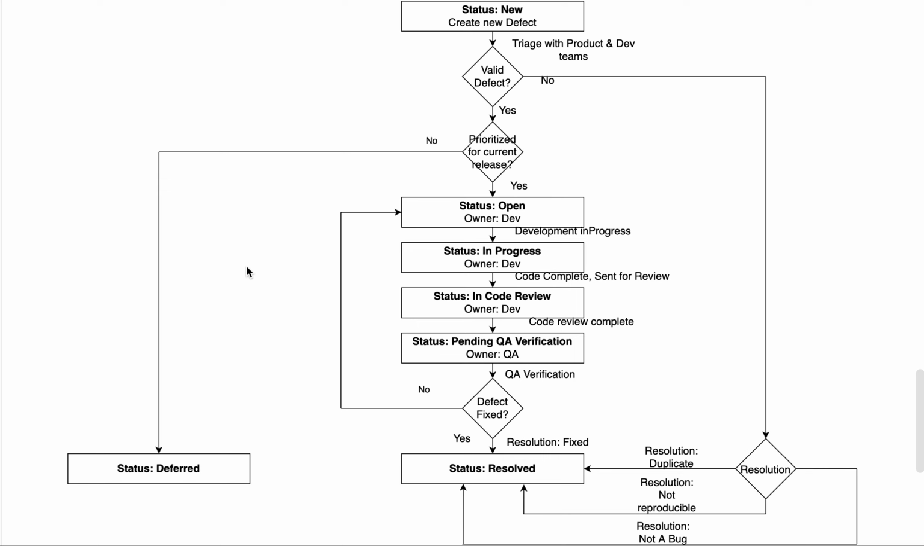Similarly from the QA side, based on the resolution, if all of them are fixed defects, then it is well and good. Wherever we are reporting duplicate, not reproducible or not a bug, these will help us retrospect and see where the QA team can improve to provide quality defects, and in turn it will help everyone save time. That's the overall defect life cycle.